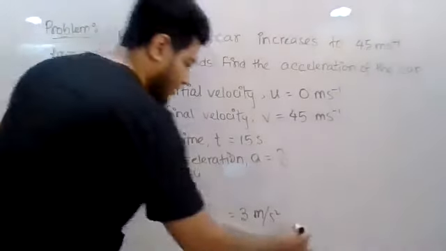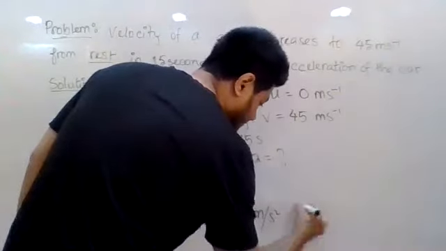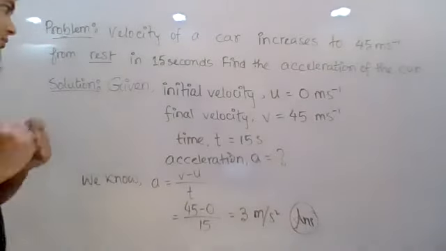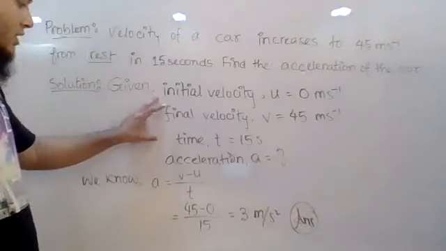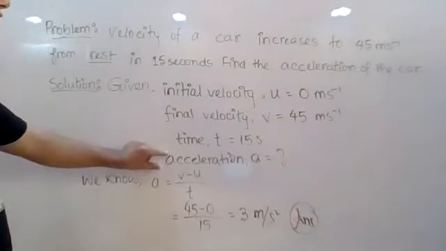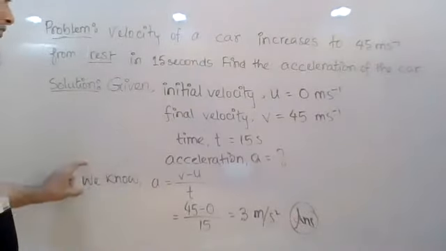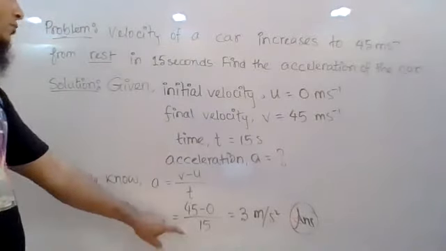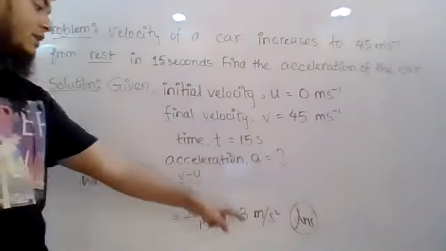So then you will write the answer. So this is the way to get the full marks. You need to list up the given information and then write what you need to find out, and then you have to say which equation you are going to use. Then you put the values and find the answer.